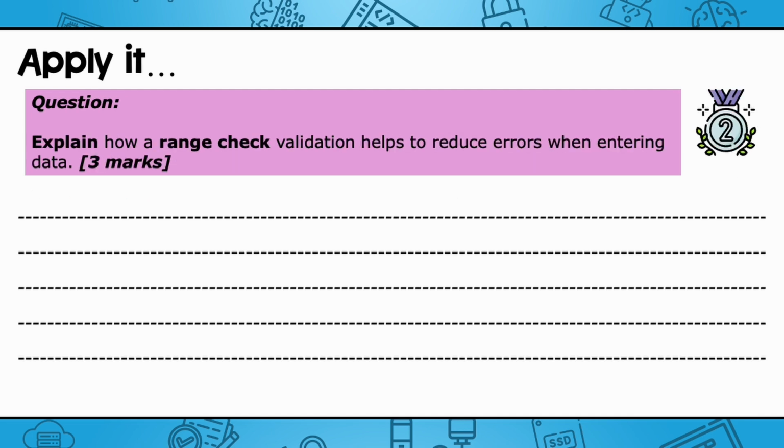So second question, which is a silver, explain how a range check validation helps to reduce errors when entering data for 3 marks. So make sure you've got 3 points on that one. So pause the video here and have a go.